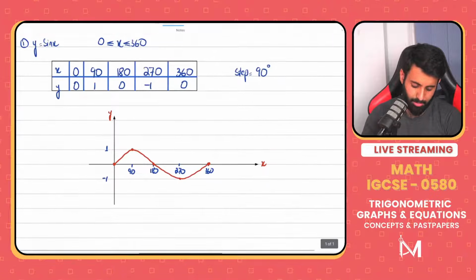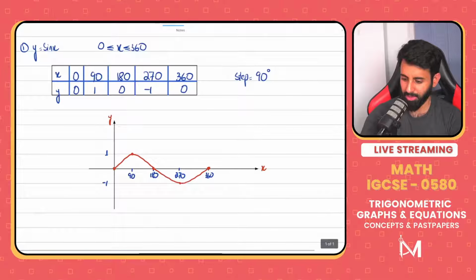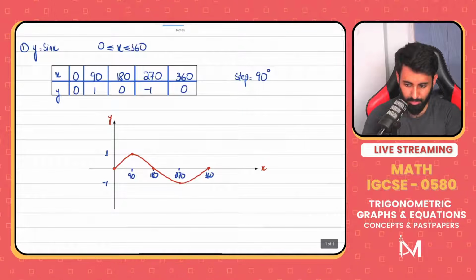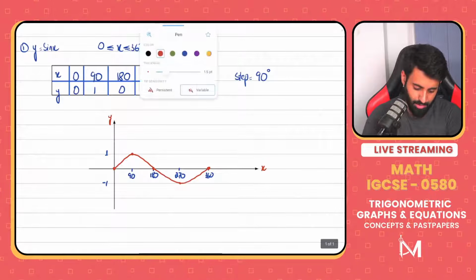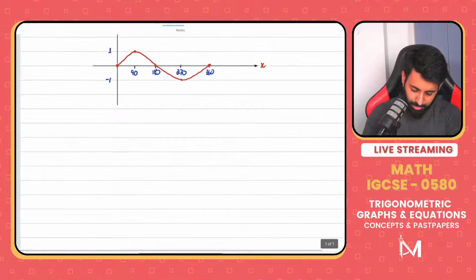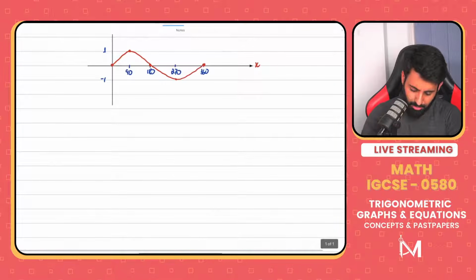Okay, now more about this later. First, let's go over the basic shapes of the three curves that we have in our syllabus: sine x, cos x, and tan x. Okay. Then we will talk about the rest of the stuff. Okay. And we'll complete this topic inshallah in today's live stream, as well as past paper questions, because there's not much to cover over here.